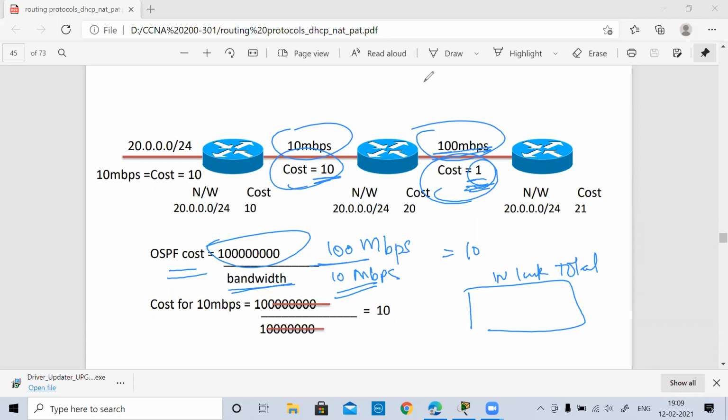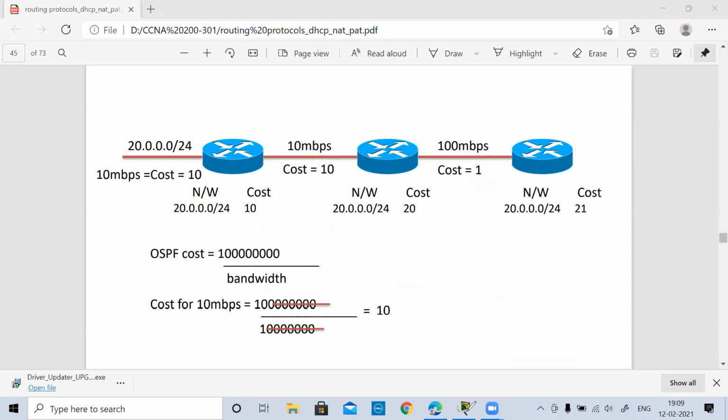Okay, so here the criterion is cost, like in RIP we had the criterion of hops, the number of hops, and accordingly the calculation was done. According to the minimum number of hops, you select the best path there. So this is how you do the calculation.